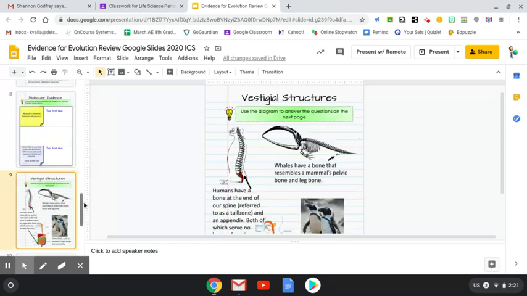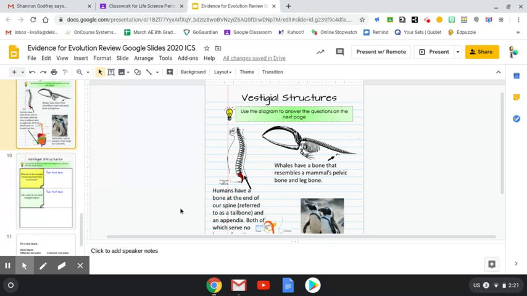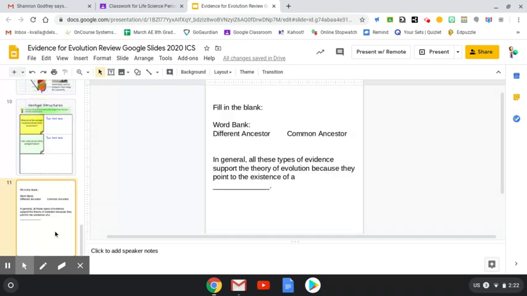And then the last couple slides deal with vestigial structures. Vestigial structures, as you know, are the old remnants of an ancestor that really have no current function or purpose in the modern counterpart. If you look here, there's two respective questions. What do all vestigial structures shown have in common? And infer, what do you think vestigial means? And then the last question, which is a really important idea, says: in general, all these types of evidence support the theory of evolution because they point to the existence of a what? A different ancestor or a common ancestor.